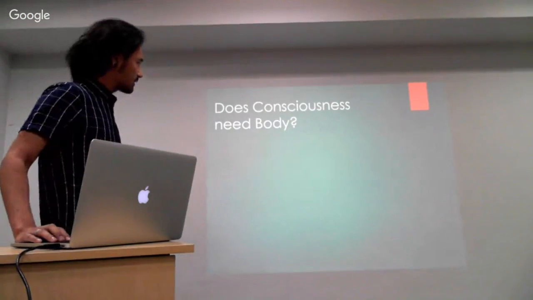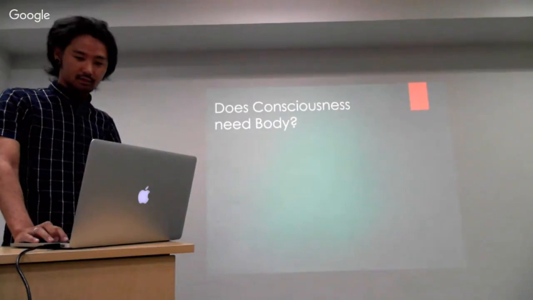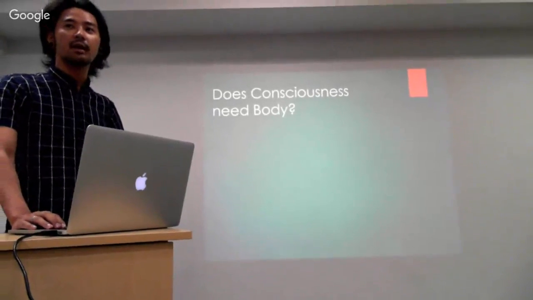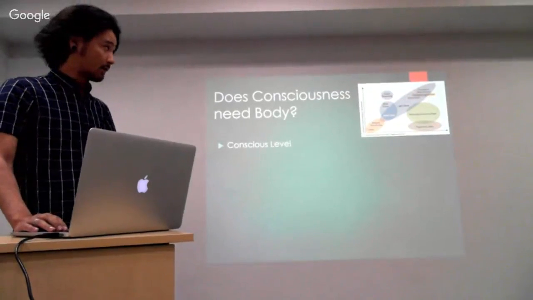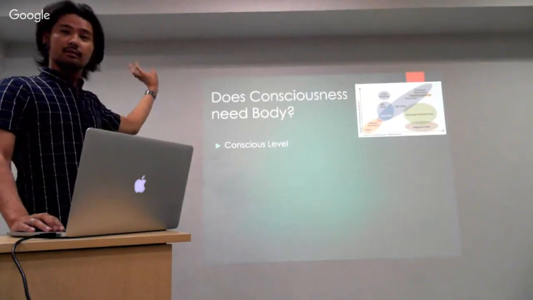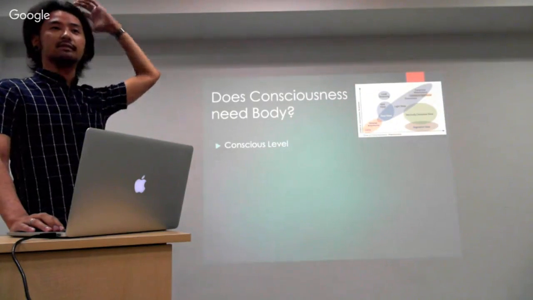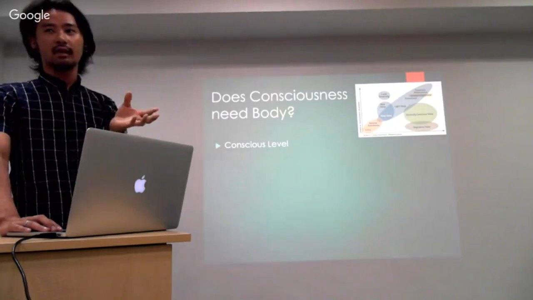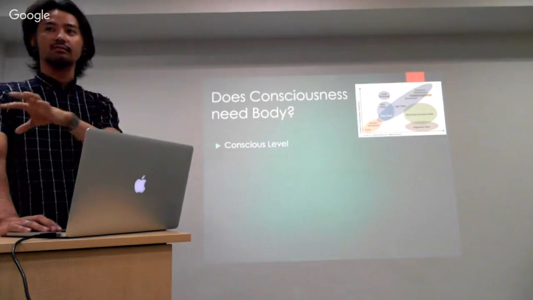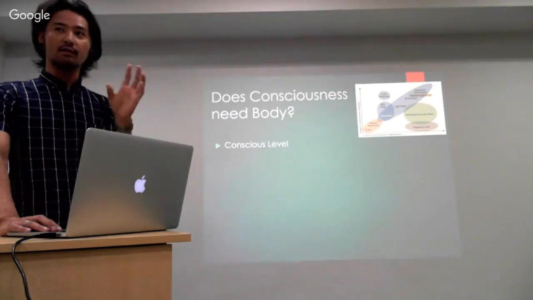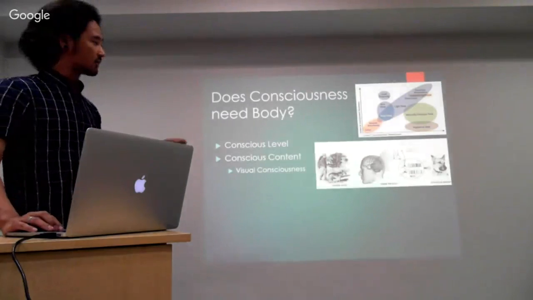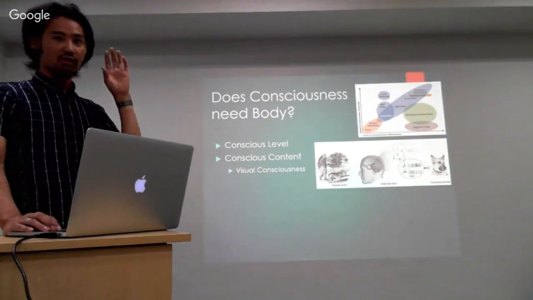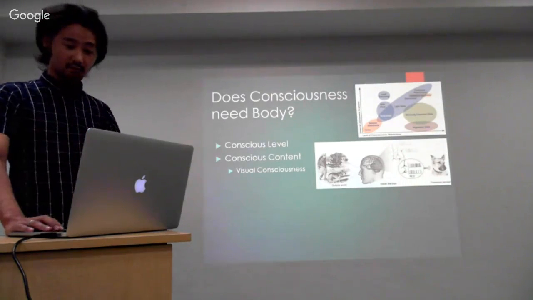I'm starting off my talk with how to study consciousness. There are of course many different approaches. I think the most basic concept is the level of consciousness. So people study the awake state versus coma, or the awake state versus dream, those totally different levels of consciousness. And also people study a more contents-oriented approach to consciousness, what they actually see in certain circumstances.